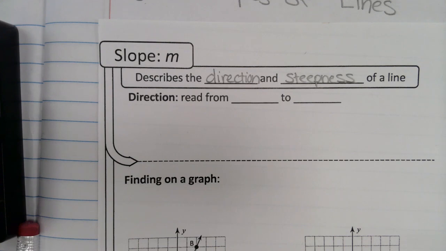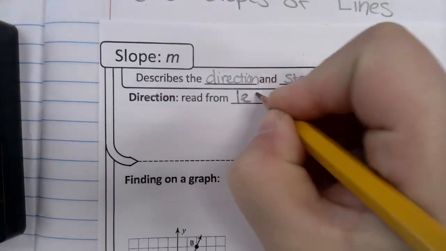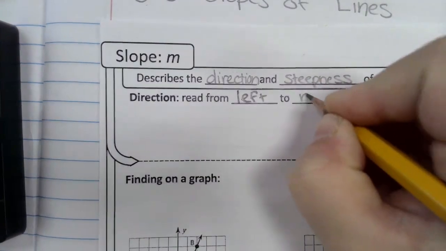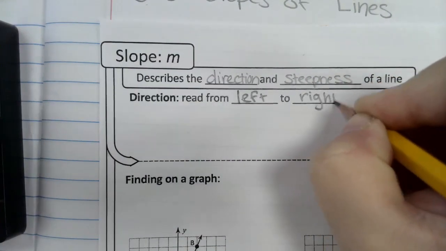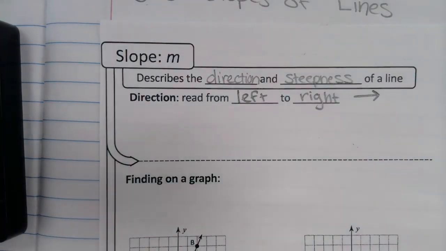It was. All right. So, steepness and direction. So let's talk about that direction first. Direction, when we read a line, we read it like the English language. We read it left to right. If you need to, draw an arrow to remind yourself left to right.